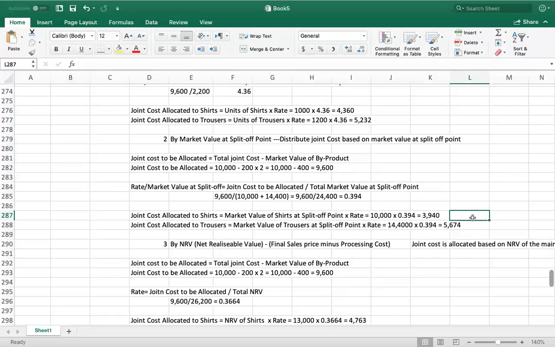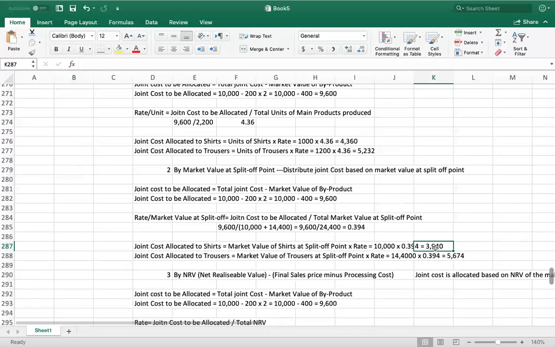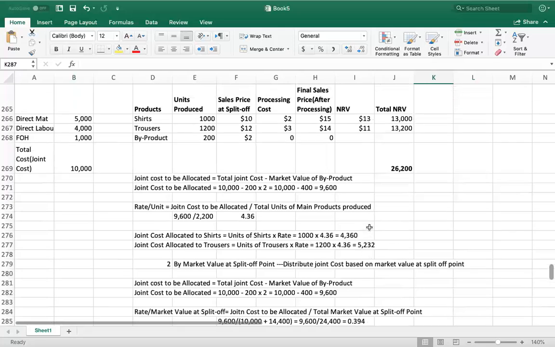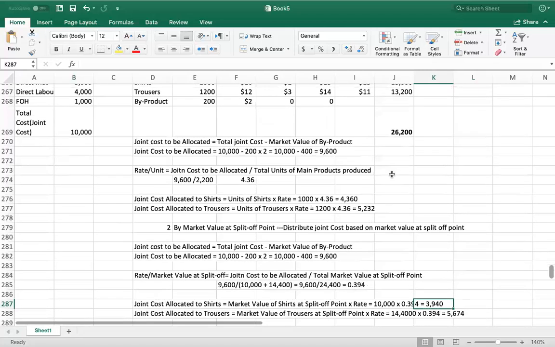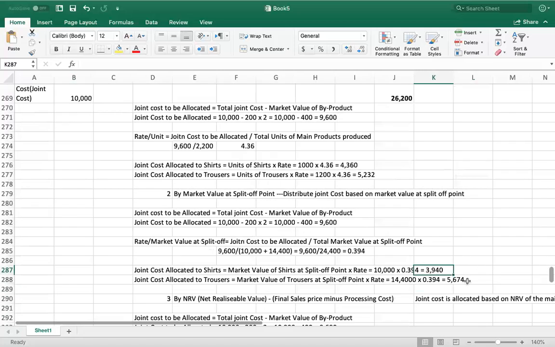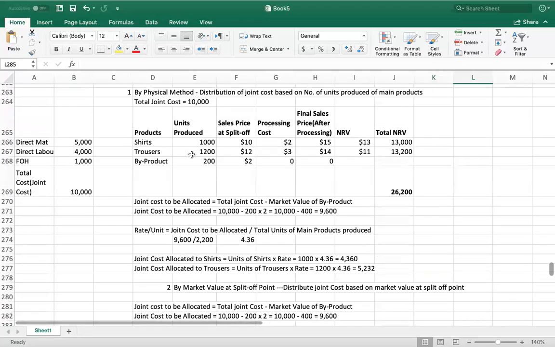Divide the total cost by units. Okay, very good. So total cost is how much? 3,940,210, divided by 1,000. Okay, so this will give you the per unit cost. Similarly, per unit cost of trousers: 5,674 divided by 1,200, the number of units.